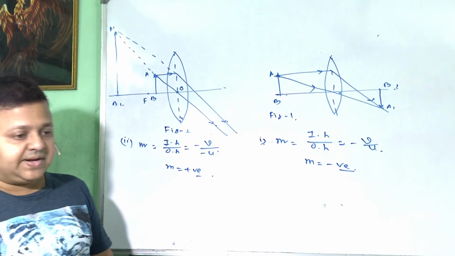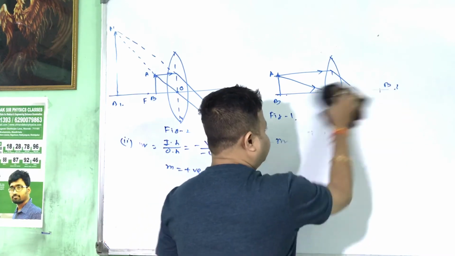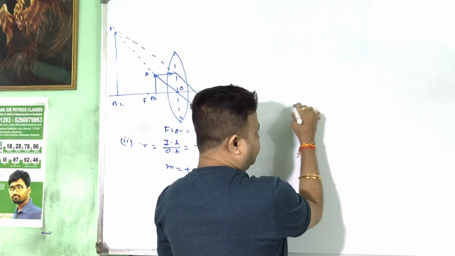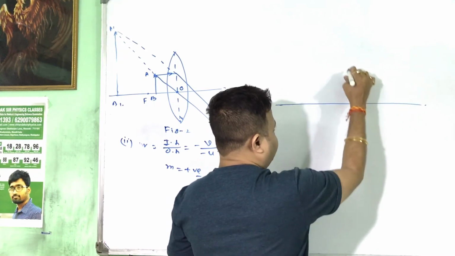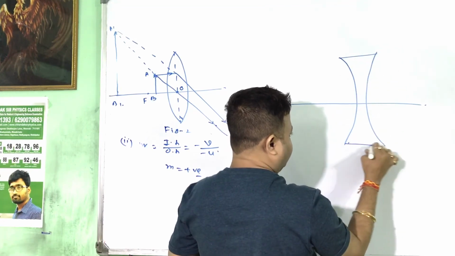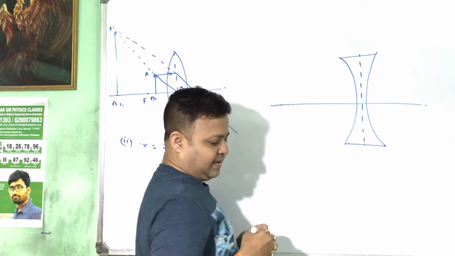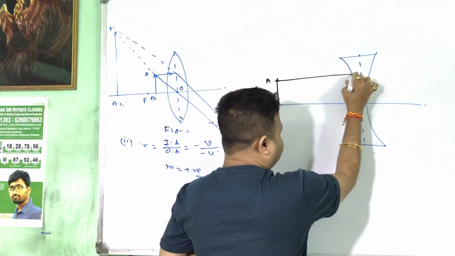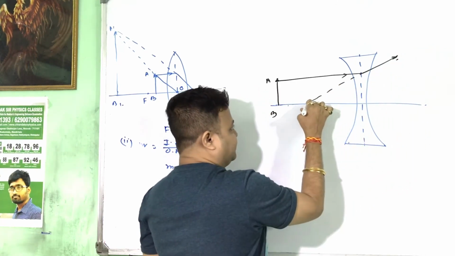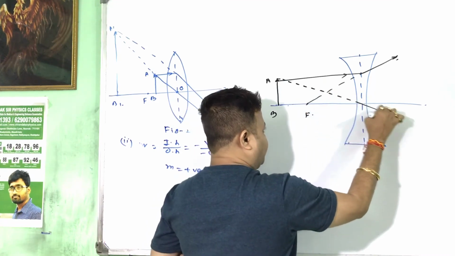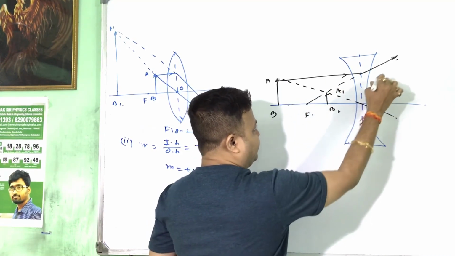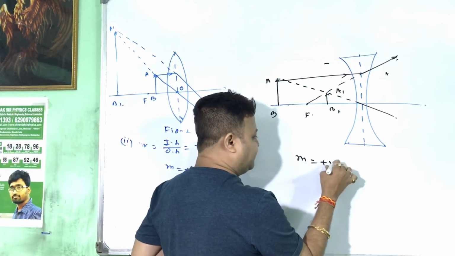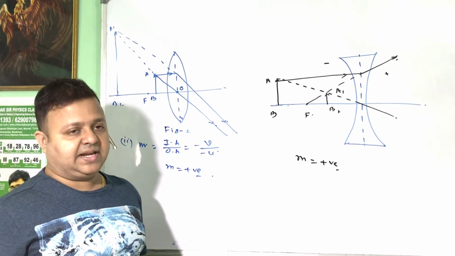Okay. Well, for concave lens, this diagram must be mentioned when talking about magnification. Concave lens always forms the virtual image, so the magnification is always positive.